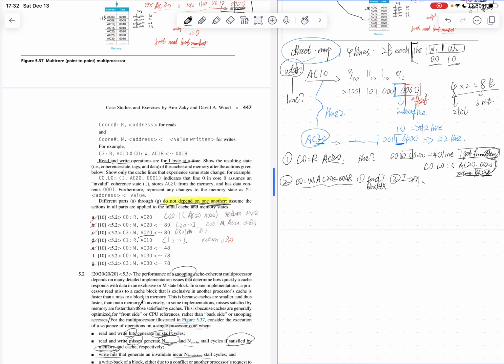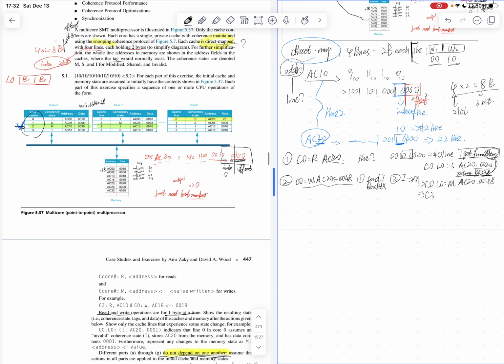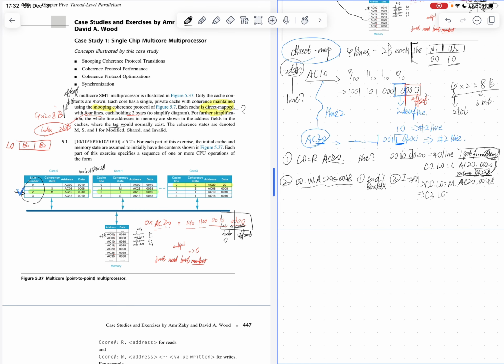So we can check. Anything changed? Yes. C0 L0: we now are modifying AC20 with the data 0048. And also C3, right? C3 line 0 will be invalid because I am sending invalid. It means nothing. I am modifying it, although you have something inside, I will be the latest one. I will be the updated one. So yours means nothing, C3.